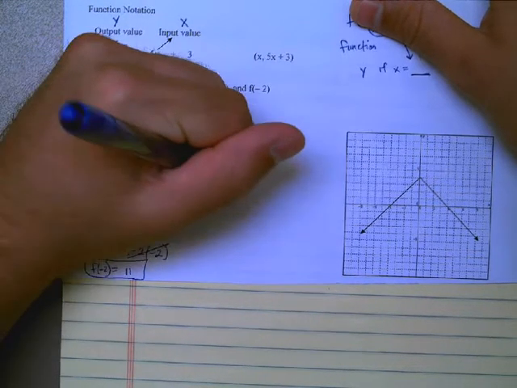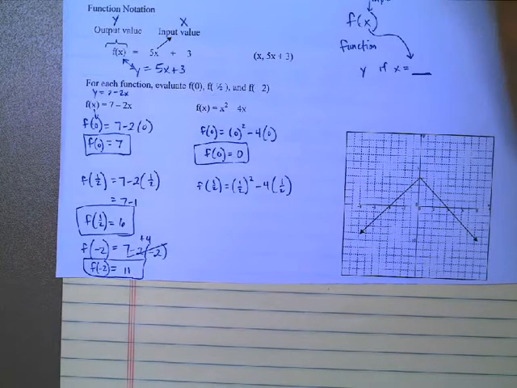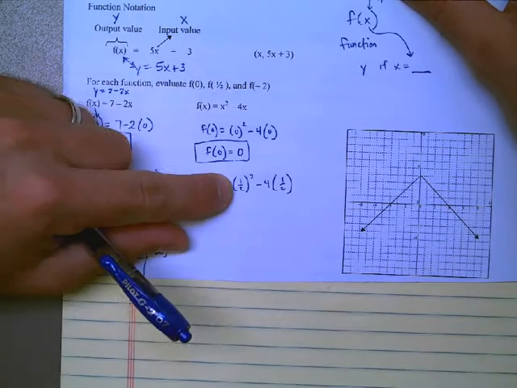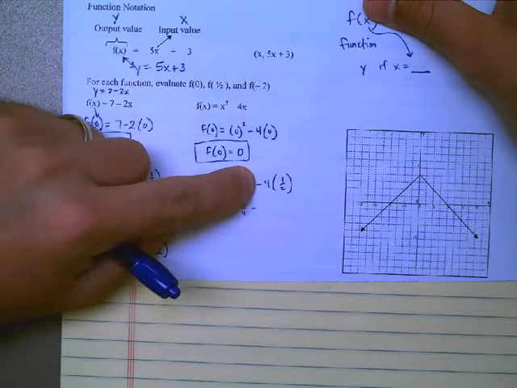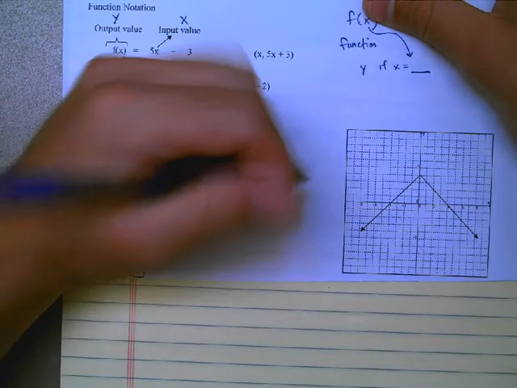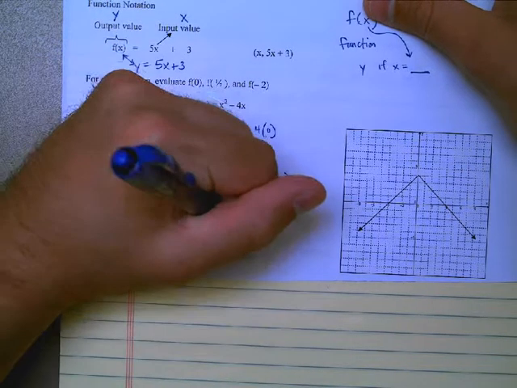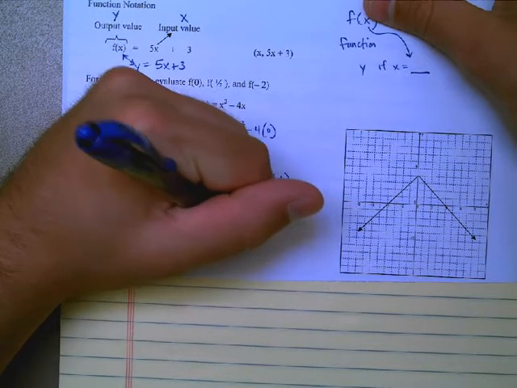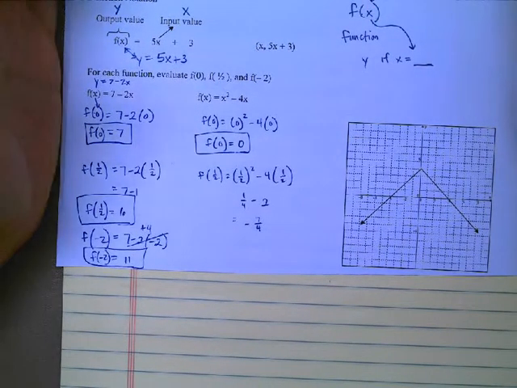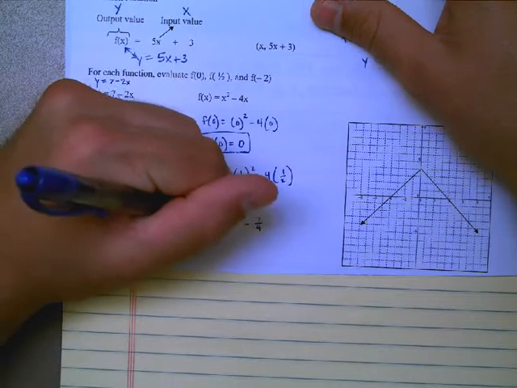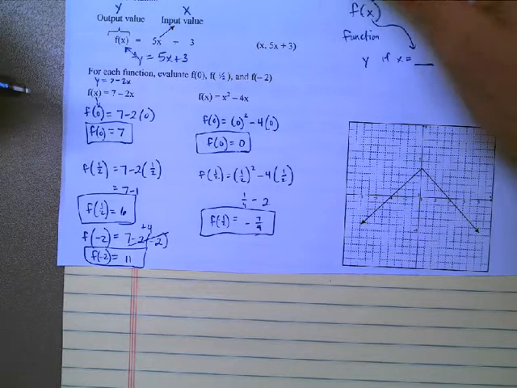f at 1/2, I'm going to replace every x with 1/2. So it looks like this. Notice the use of parentheses. If I take 1/2 and then I square it, I have 1/4. If I take 1/2 of -4, I have -2. And so 1/4 minus -2 is -1 3/4. As one fraction, that's -7/4. So f at 1/2 is equal to -7/4. I now have an xy coordinate that I can put on my graph.